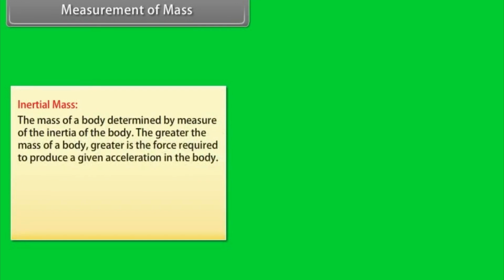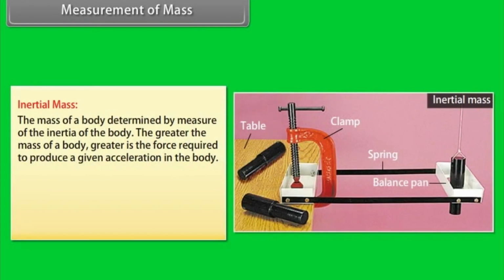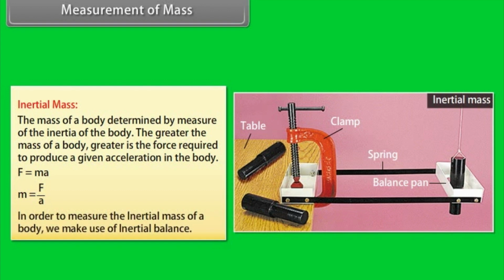Inertial mass. The mass of the body is determined by a measure of the inertia of the body. The greater the mass of a body, the greater is the force required to produce a given acceleration in the body. F is equal to ma, or m is equal to F upon a. Thus, a very heavy body has a larger inertial mass than a light body. In order to measure the inertial mass of a body, we make use of an inertial balance.